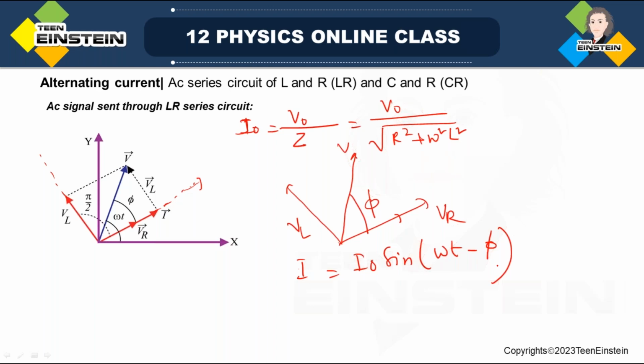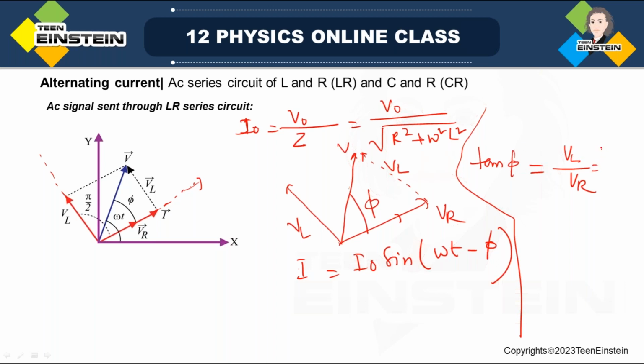But what is this phi? How to determine this phi? Look, this is VL, this is VR, and this is V. Now it will be easier to find out phi. Since this resultant voltage is making an angle phi with VR, we can write tan phi is equal to perpendicular by base. Perpendicular is VL, base is VR, and the hypotenuse is V, the resultant one. So tan phi is equal to VL by VR.